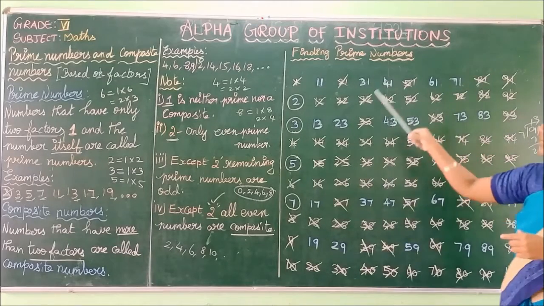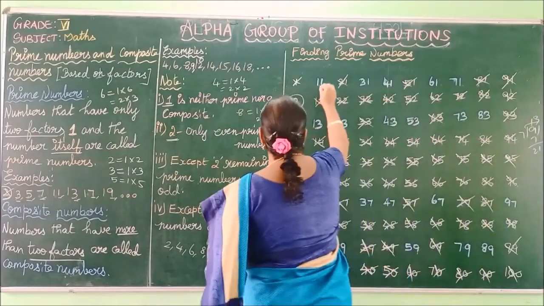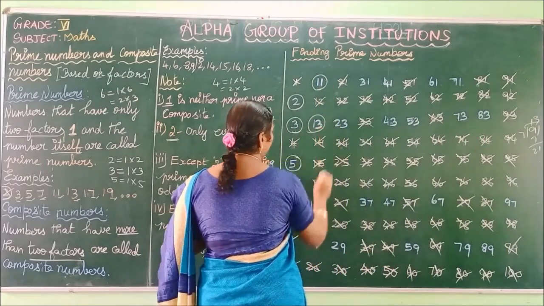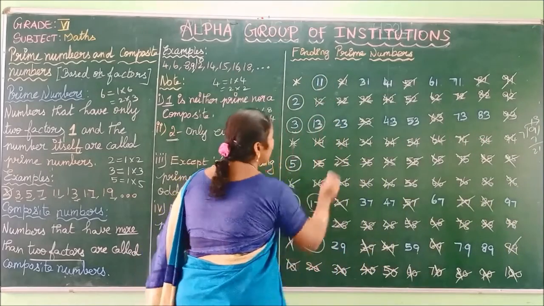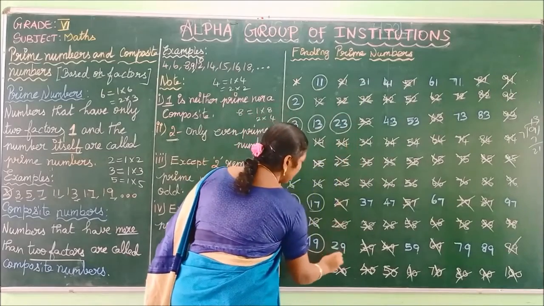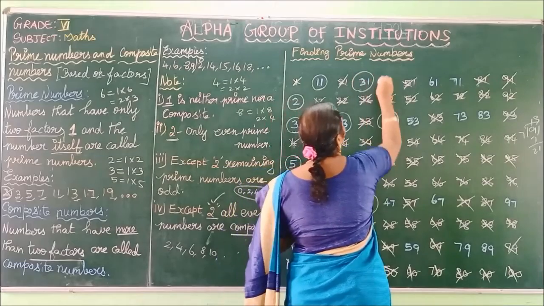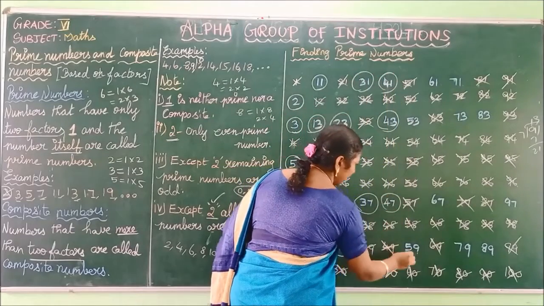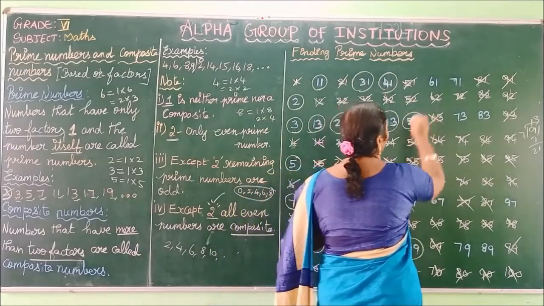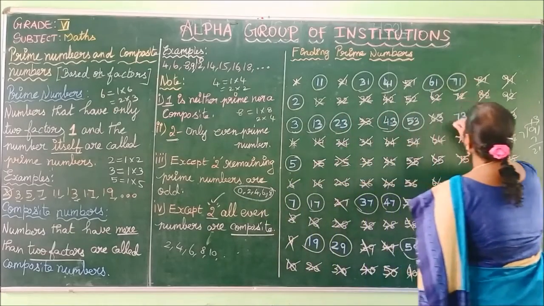So the remaining numbers are said to be prime numbers. Now you have to circle the prime numbers. These are called prime numbers. So you have to circle them.